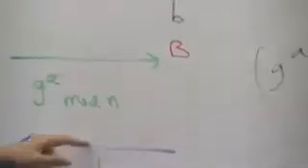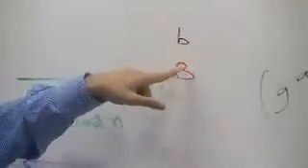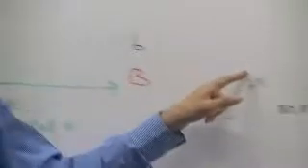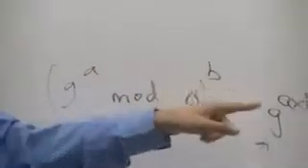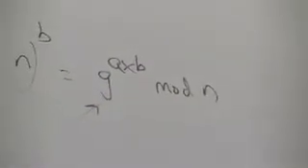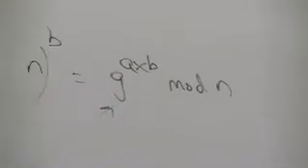When Bob gets this from Alice, G raised to A mod n, and he has generated B, he can compute G raised to A mod n, the whole thing raised to B. So then it will be G raised to A times B mod n. Right? So this is the secret key that they have agreed upon.